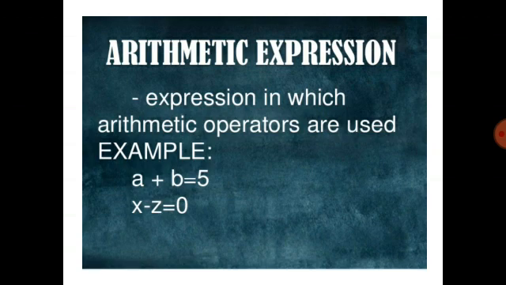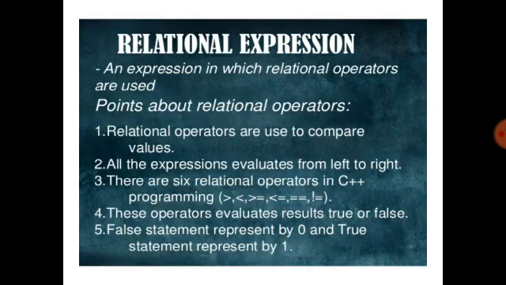First one, arithmetic expression. An expression in which arithmetic operators are used is called an arithmetic expression. Example: a + b = 5, x - z = 0, a * b = 17. Like that, whenever any arithmetic operators are used in an expression, we call that expression an arithmetic expression.